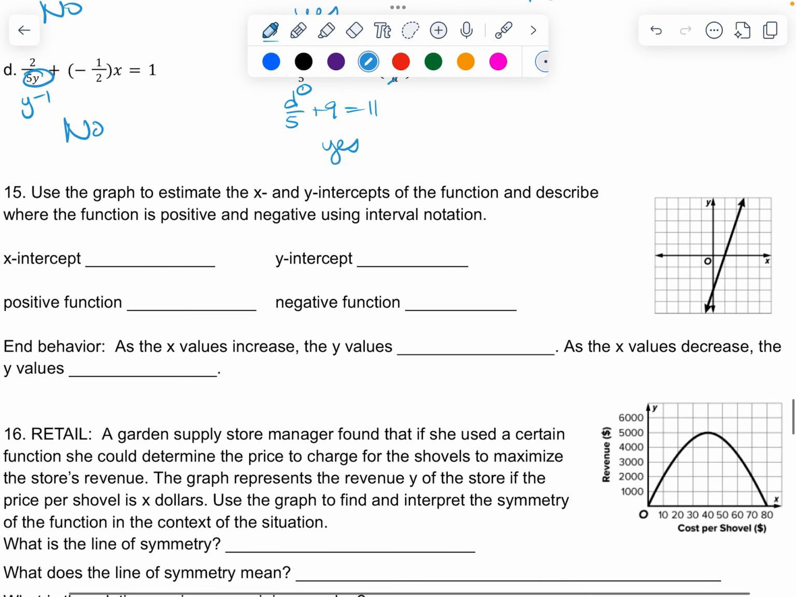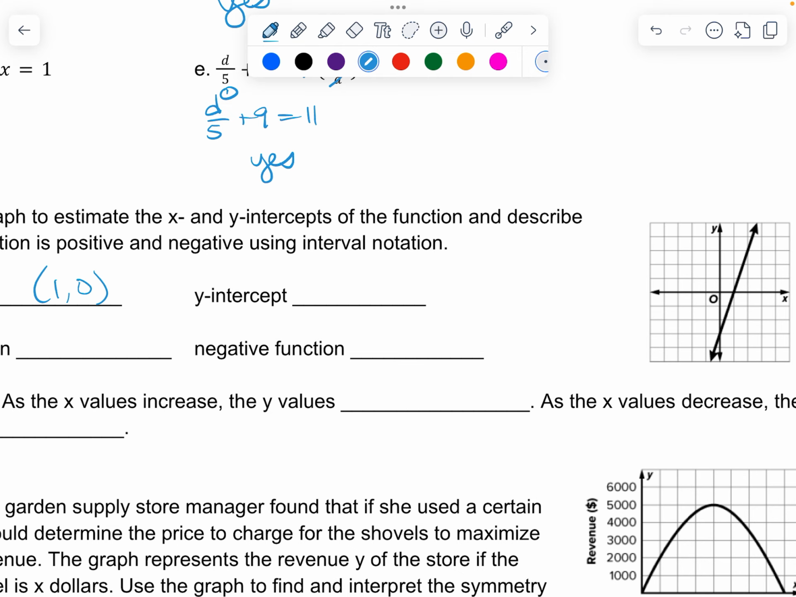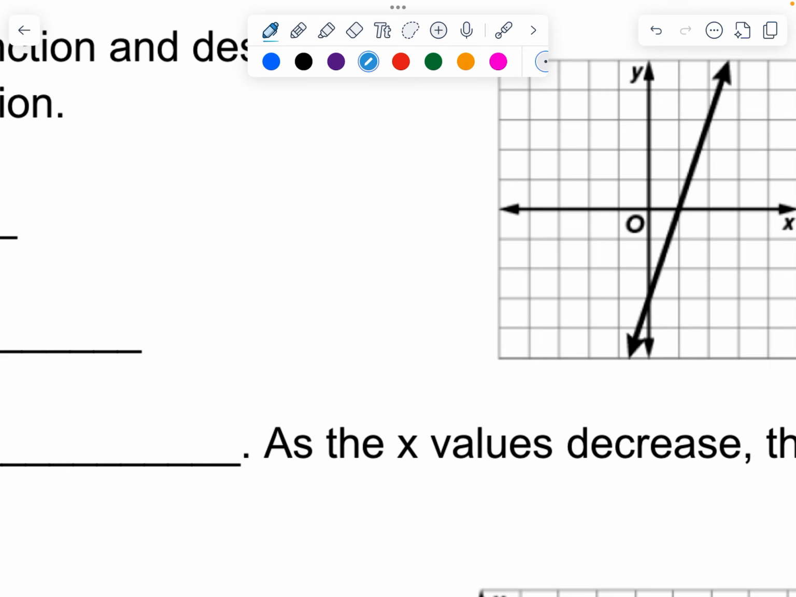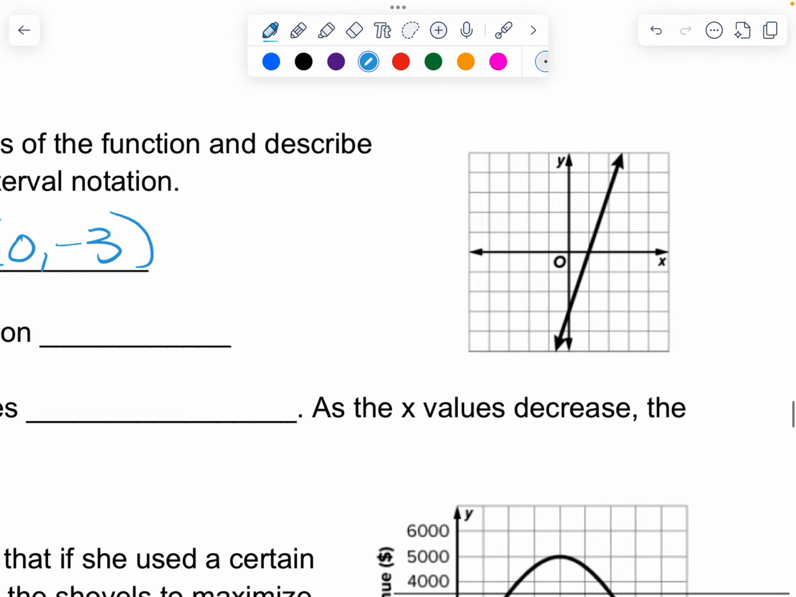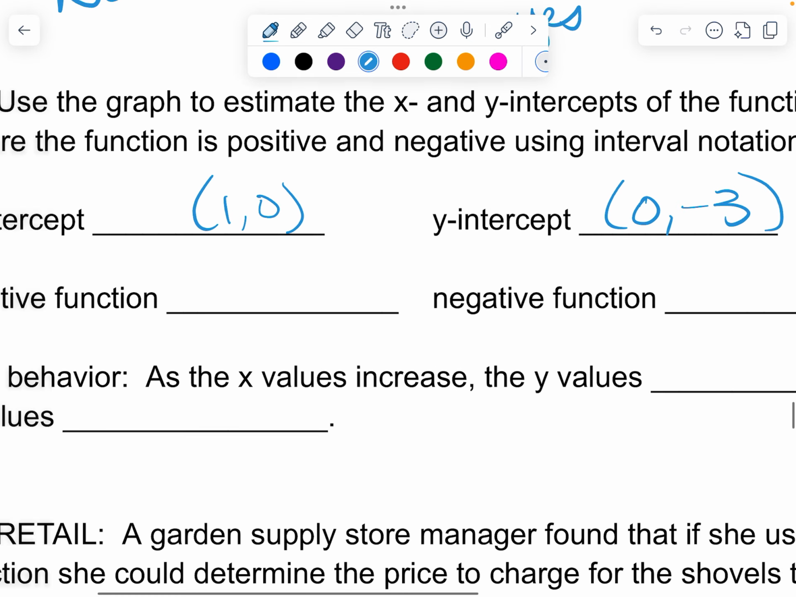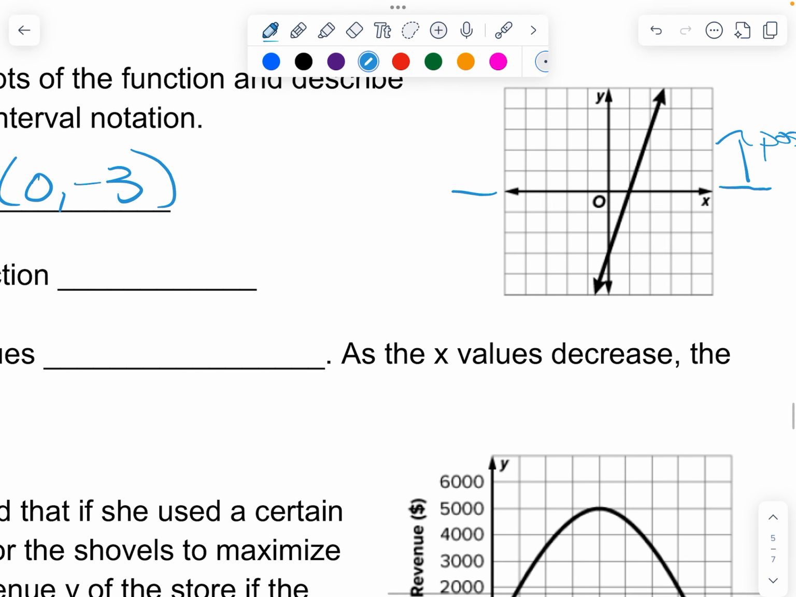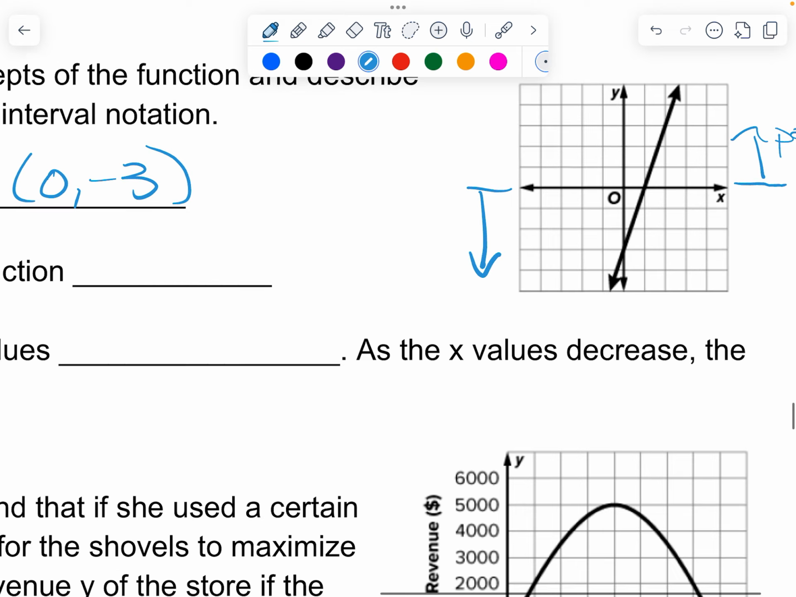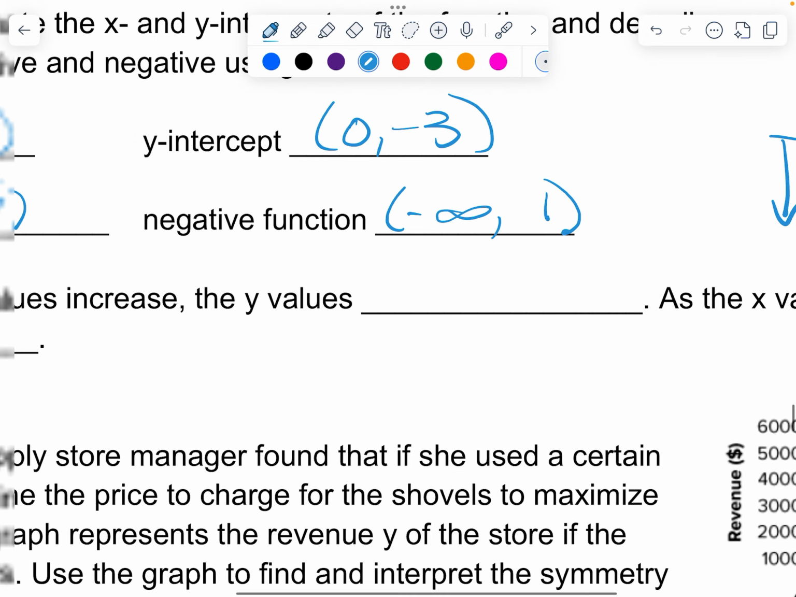Here, look at the graph. What's the x-intercept? I look right here, it is 1, 0. What is the y-intercept? 1, 2, 3, so 0, negative 3. When is this a positive function? So remember, above is positive. So I look at my x-intercept of 1, and it's all the stuff above that. So at 1 and above will be positive. Okay, from here down would be the negative. So from negative infinity to 1, it will be a negative function.